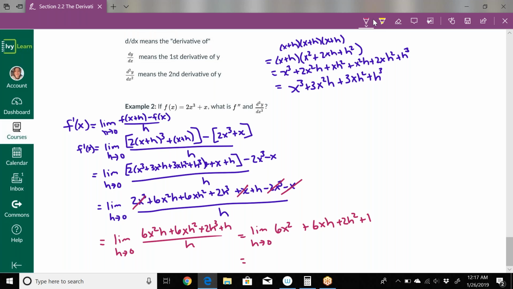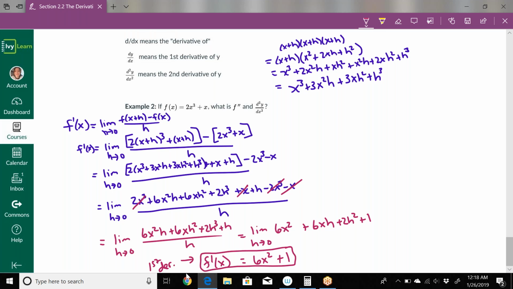Now, when you go to evaluate that, remember this is going to give me my derivative. If I put in zeros for all those h's, I just get 6x squared plus 1. So I needed that. I haven't even answered the question yet. This is just the first derivative. And that's because it was an x cubed that makes it a more complicated limit process.